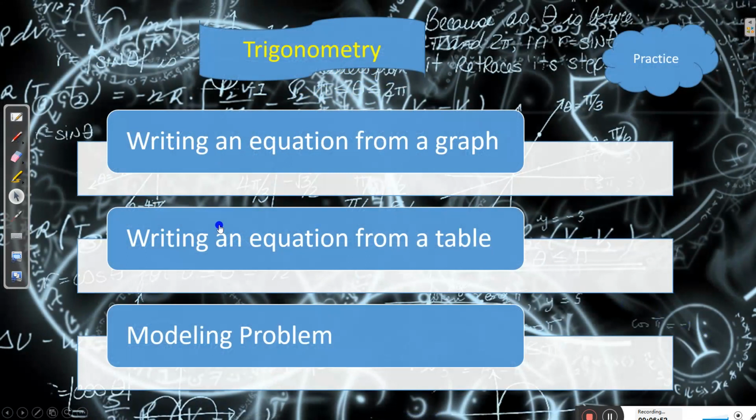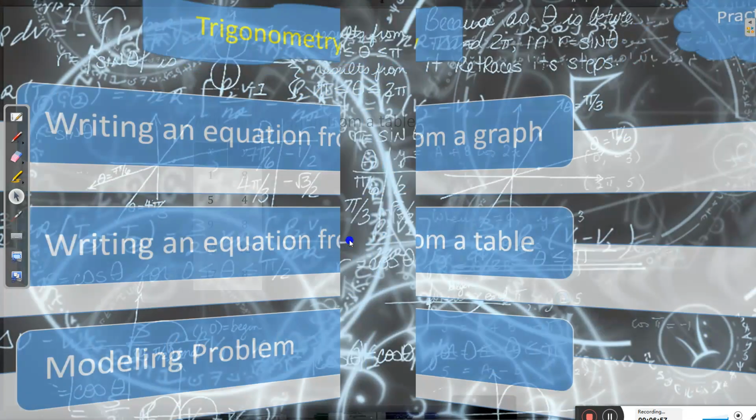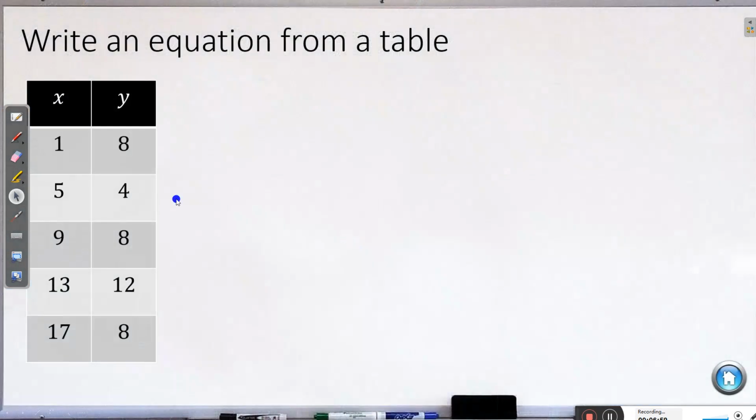Now we're going to do the same thing, but we're going to start with a table and again turn it into an equation. So here I've got a table this time of x and y values. And we will figure this out. Again, we need all our characteristics. The amplitude, the period, the midline, and if we want a phase shift, we could write an equation with a phase shift as well. Alright, so let's take a look here.